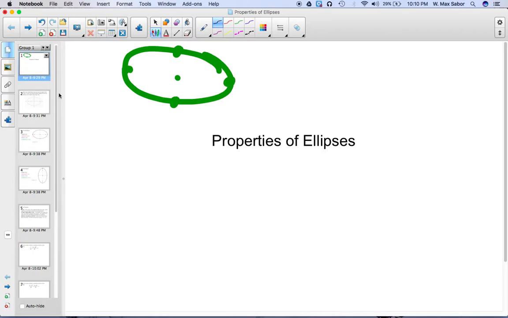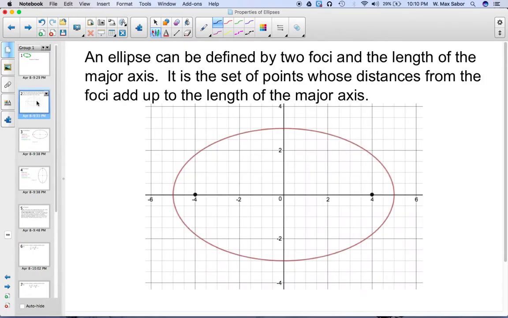However, there are other properties that we sometimes want and need, because an ellipse can be defined by two foci and the length of the major axis. So here is going to be our first focus. There's going to be our second focus. And the major axis is the longer axis. It is the set of points whose distances from the foci add up to the length of the major axis.